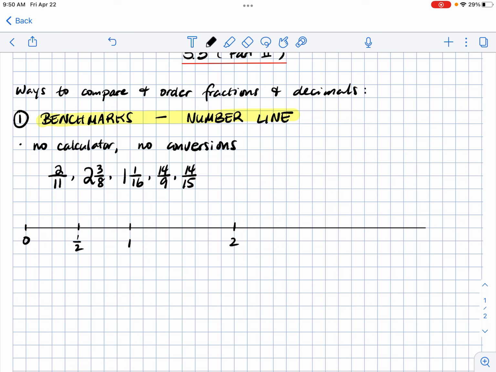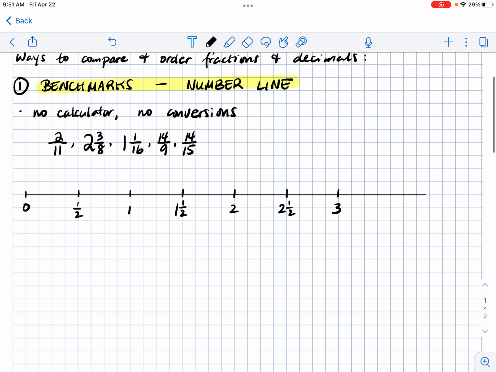Okay, here, I'm actually going to mark 1 and 1/2. Notice I'm working with halves, or a denominator of 2. I'm going to mark 3 here, and then I'm going to mark 2 and 1/2 there. Now I know my number line isn't going to continue, but I'm just going to leave it at 3 for now.